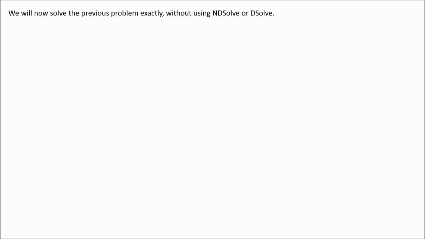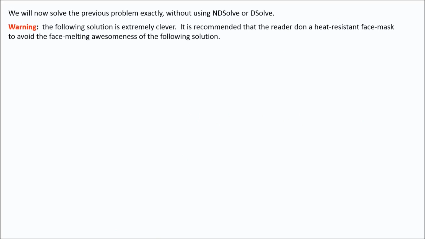So it turns out we can solve the problem on the previous slide, but you have to be careful because the solution is extremely clever. In fact, it's face-meltingly clever. So here we go.